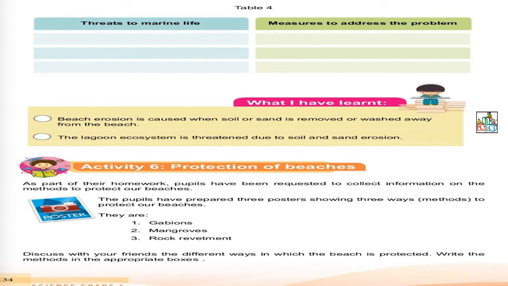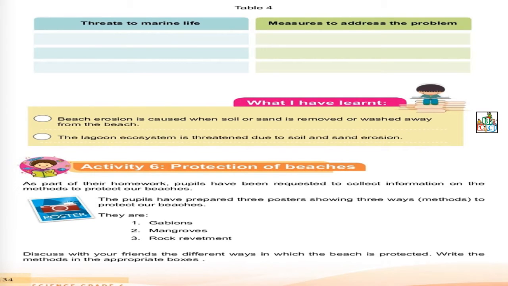Animal waste, instead of throwing it into the water, into the sea, into rivers, what can we do with animal waste? We can make manure, for example. So these are some of the measures to address the problem. So what you have learned: beach erosion is caused when soil or sand is removed or washed away from the beach. This is the meaning of beach erosion. The lagoon ecosystem is threatened due to soil and sand erosion.